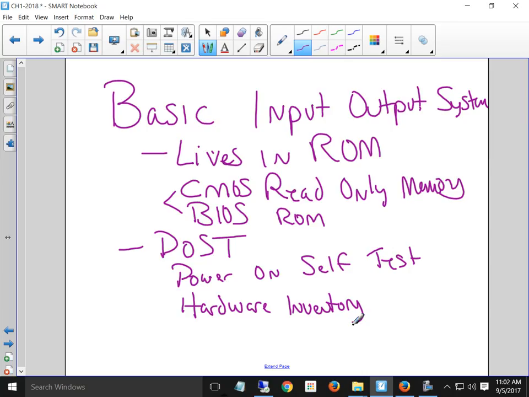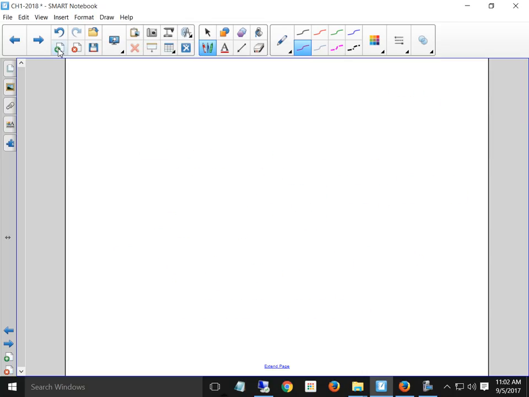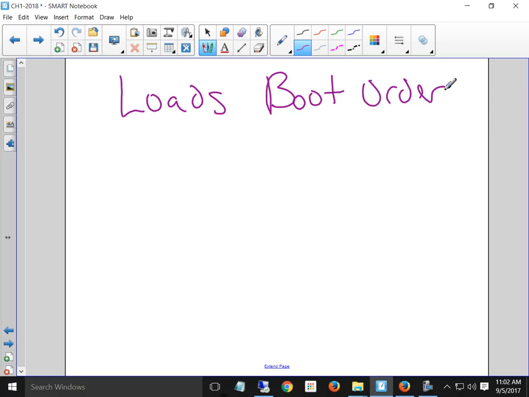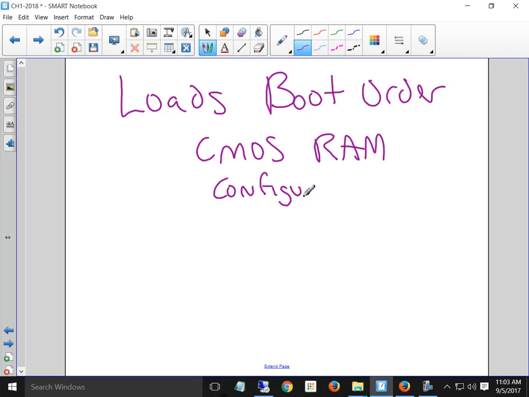Okay. And then it loads the boot order from CMOS RAM. Okay. There is a RAM chip on here. It's RAM. What does RAM do when you lose power? It goes away. RAM's only held by power, okay? And this CMOS RAM holds the configuration, including time and boot order.